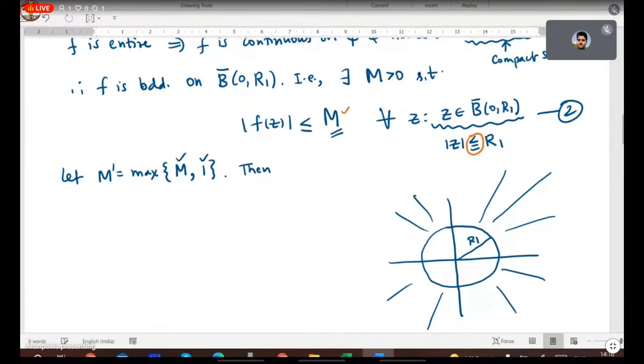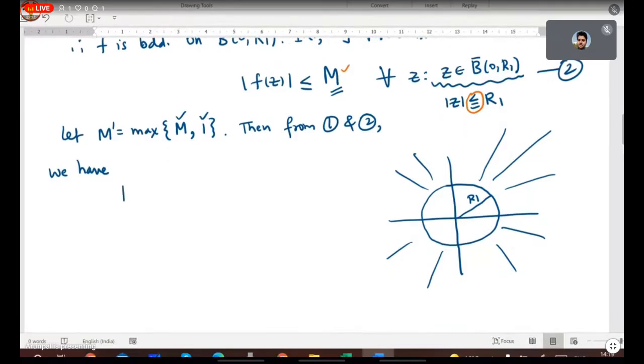Then from 1 and 2 we have mod of f(z) less than or equal to M' for all z in C. Is this okay, class? This implies what? That f is bounded on C.